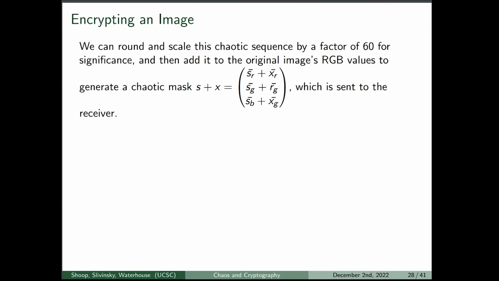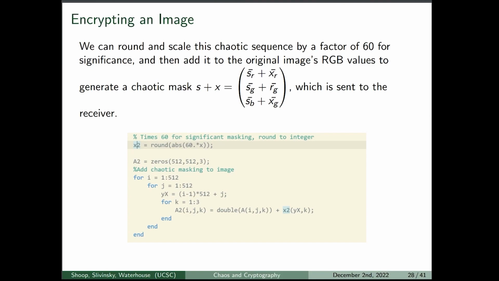When we add the chaotic solution, or masking, to the original image's color values, we want the masking to have a significant effect. To accomplish this, we scale the chaotic masking by a factor of 60, round the chaotic masking so that it is only integers, and then send that plus the original image's color values as a sum to the receiver. This is the MATLAB implementation, where the chaotic masking is scaled by 60, rounded, and then added to the original image's color values. The A2 matrix is sent to the receiver along with the X component of the driving system.